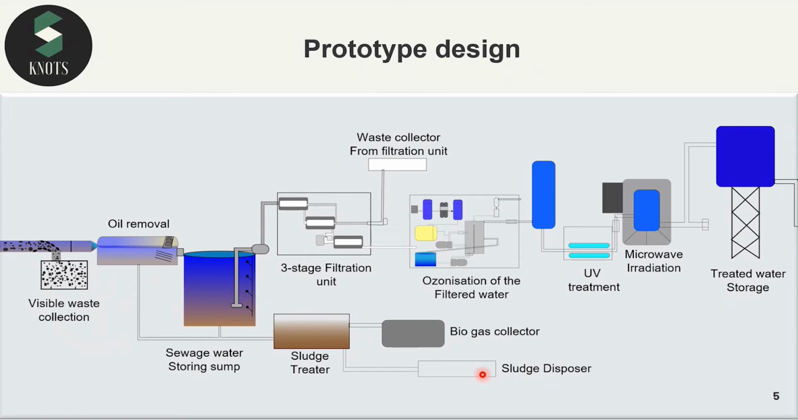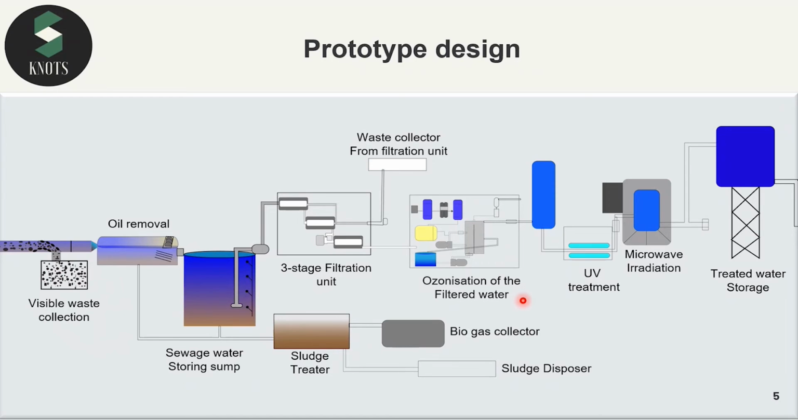Once the sump water is pumped out, the sewage water then enters a 3-stage filtration unit, which encompasses a mesh filter, a refined filter, and a polymer membrane that would remove any finer particles that are present in water. Any byproducts of this process are then removed in a waste collection unit that is located here. After filtration, the water then goes for the ozonization process.